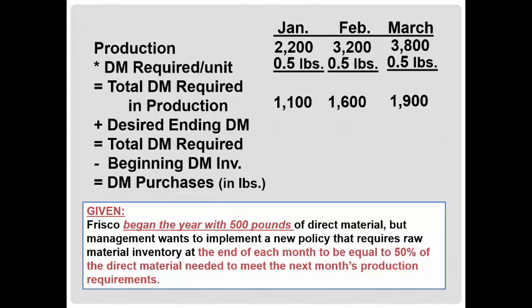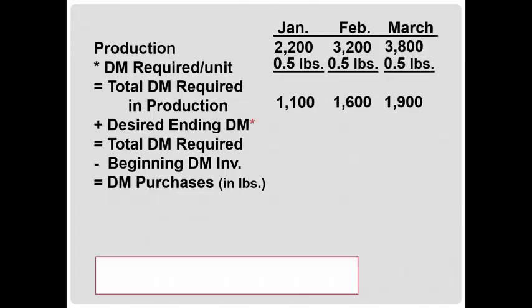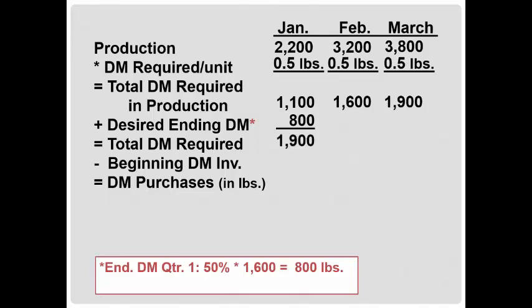All right, so using that information, we can compute ending direct material. In January, that is going to be 50% of what you're going to use in February. So 50% of 1,600 is 800 pounds. We need a total of 1,900 pounds in January, but we began with 500 pounds. That was given in the problem. So we will need to purchase 1,400 pounds.